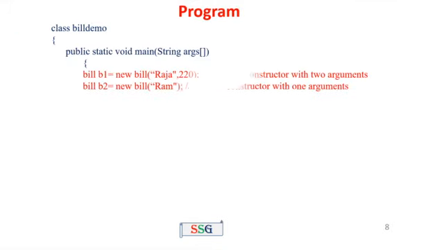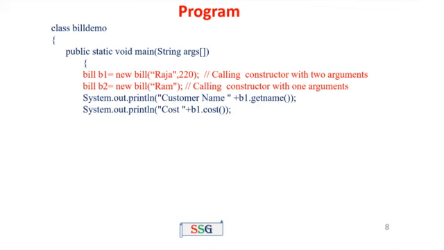Now the main program, the same program: Bill b1 equals new Bill(Raja, 220). This calls the constructor with two arguments. That means b1.name equals Raja, b1.calls equals 220. In the second case, Bill b2 equals new Bill(Ram). That means we are passing only one argument. This time it calls the constructor with one argument. That means b2.name equals Ram, then b2.calls equals 400. It was already initialized as a constant in the constructor function.